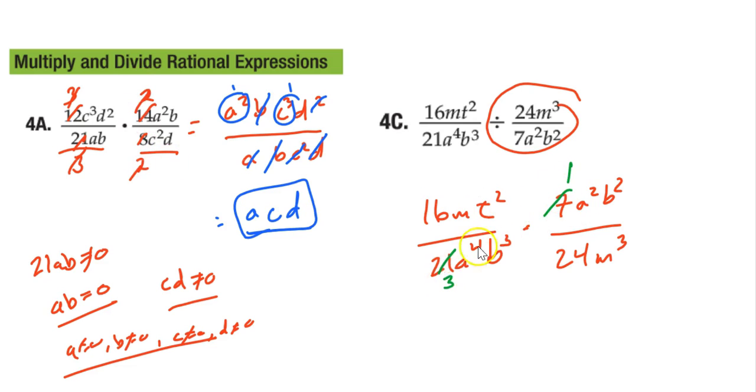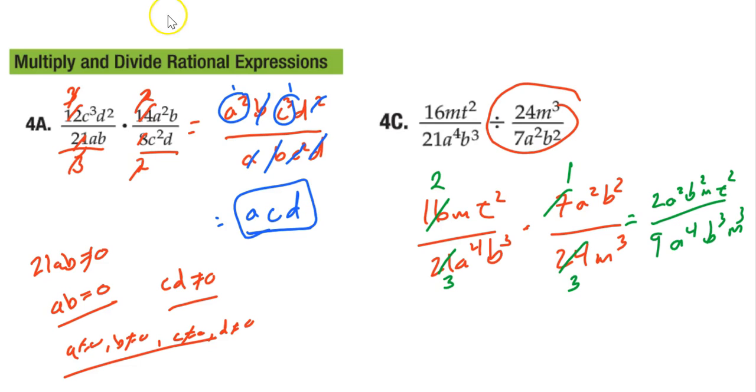We also reduce diagonally. 16 and 24 can both be divided by 8, so 16 divided by 8 is 2. 24 divided by 8 is 3. So let's carry this over. I'm going to have 2 on top with an a squared b squared m t squared. And on the bottom I have 9, it's 3 and 3, with an a to the 4th b cubed m cubed.